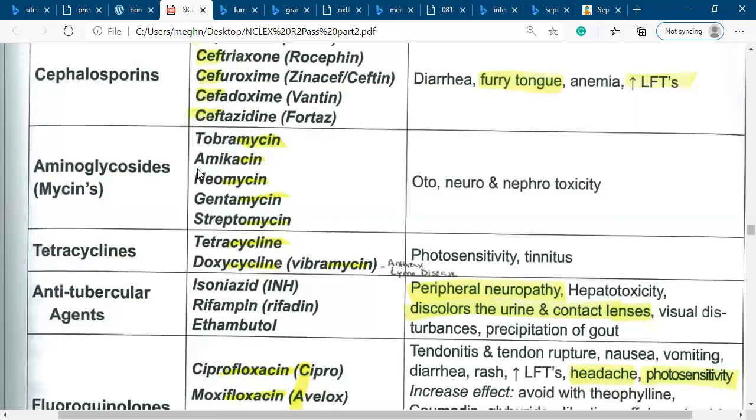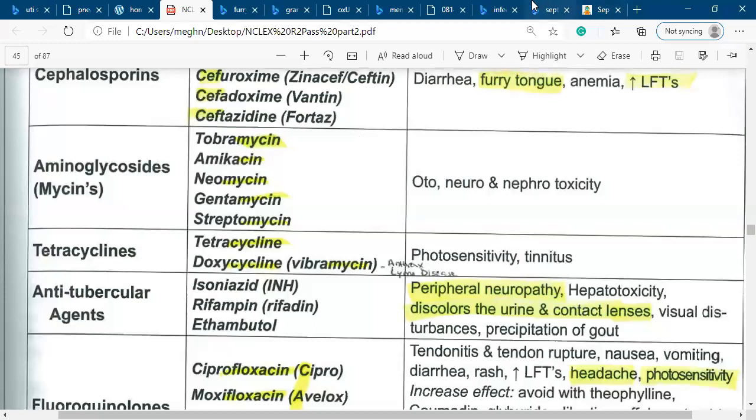Other aminoglycosides that are used are called tobramycin, amikacin, neomycin, gentamicin, vancomycin, or streptomycin, right? Streptomycin we also use as an anti-TB medication, anti-tuberculosis medication.